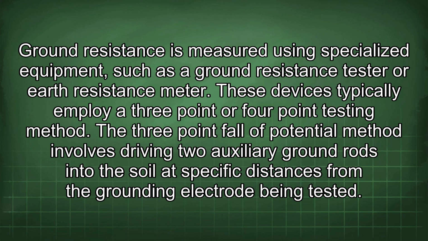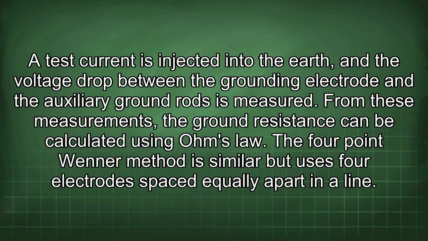The 3-point fall-of-potential method involves driving 2 auxiliary ground rods into the soil at specific distances from the grounding electrode being tested. A test current is injected into the earth, and the voltage drop between the grounding electrode and the auxiliary ground rods is measured. From these measurements, the ground resistance can be calculated using Ohm's law.